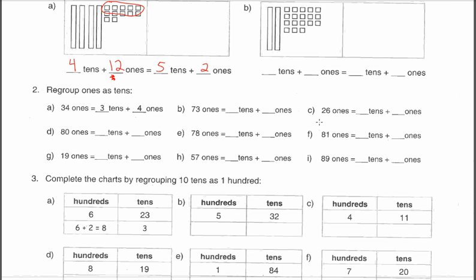Okay, let's look at number 2. Regroup ones as tens. So what if we have 80 ones? Well, what is that? That's 8 tens and 0 ones. What if we had 19 ones? How many tens is that? 1 ten and 9 ones. So you can fill that one out pretty quickly. Let's look at number 3.